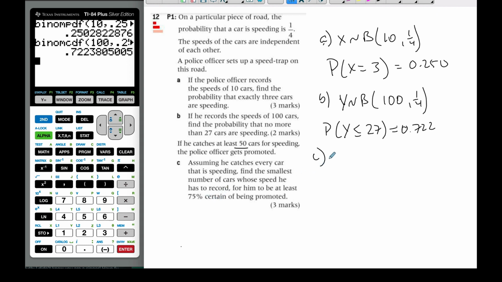Well, we don't know how many cars. We're looking for the n value. As these different values of n, that's what we want. We want to find that value of n.